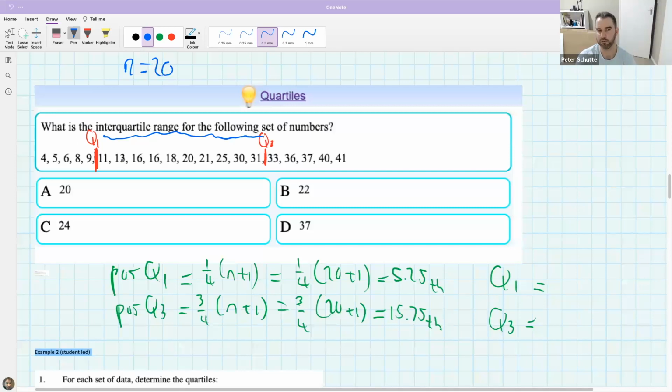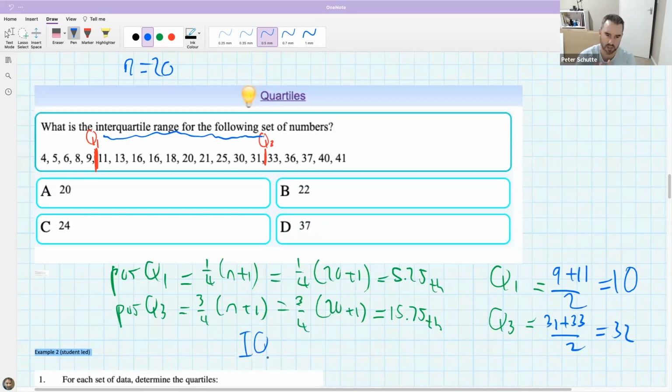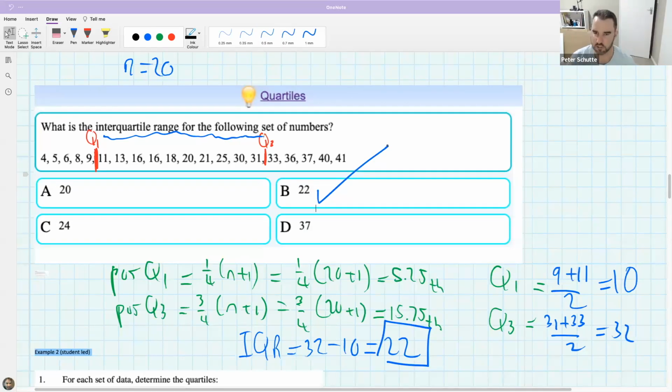Because it falls between two numbers, I think this one has to be 9 plus 11. So 9 plus 11 over 2 gives me 10 for Q1, or the lower quartile. And Q3 is going to be 31 plus 33 over 2, which is 32. But now that still doesn't give us the interquartile range. The interquartile range is going to be that one. So I think it is B, 22.